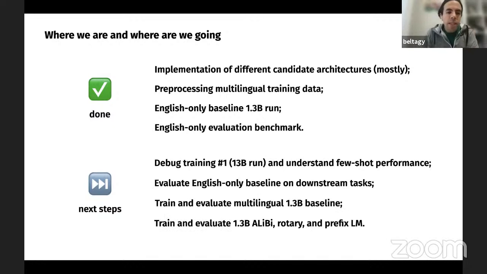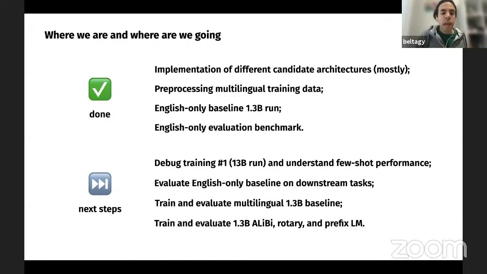And the immediate next steps is debugging the 13 billion run. Julien mentioned some of the issues with that run, and it's still not clear what the problem is. So one of the immediate next steps is to explore this model and try to understand what's wrong with it. We would like to evaluate the English-only baselines that we trained on downstream tests, instead of just language modeling loss that we have been using so far.